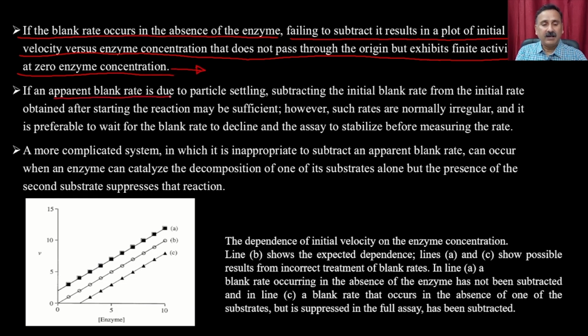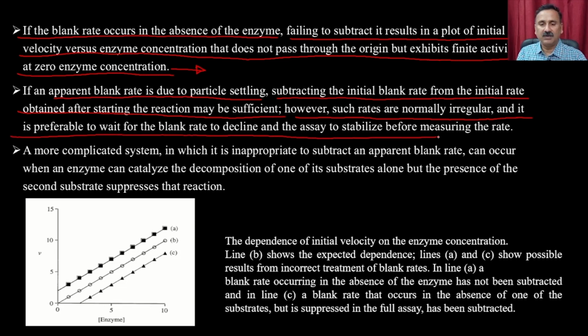If the apparent blank rate is due to particle settling, subtracting the initial blank rate from the initial rate obtained after starting the reaction may be sufficient. However, such rates are normally irregular, and it is preferable to wait for the blank rate to decline and the assay to stabilize before measuring the rates.